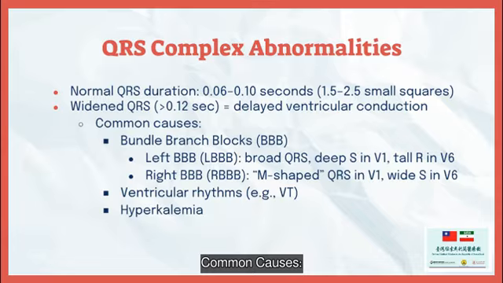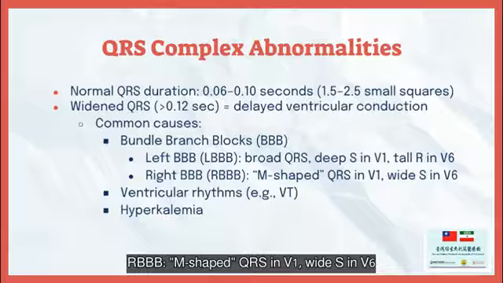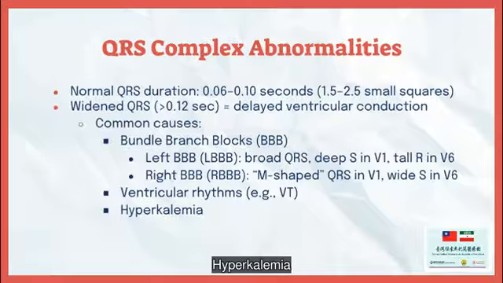Common causes: Bundle branch block, BBB. LBBB, wide QRS, deep S in V1, tall R in V6. RBBB, M-shaped QRS in V1, wide S in V6. Ventricular rhythms, like VT. Hyperkalemia.